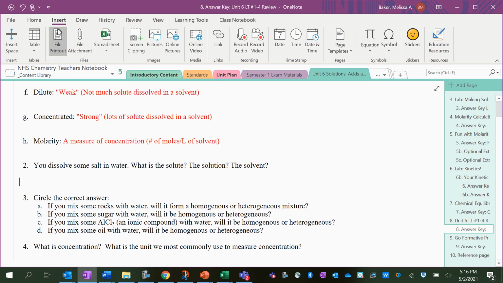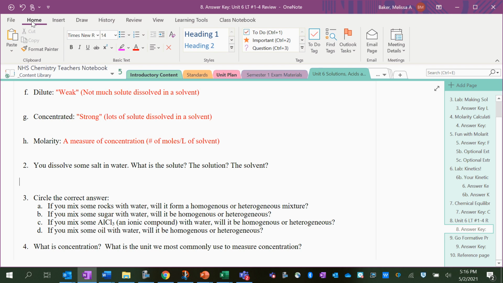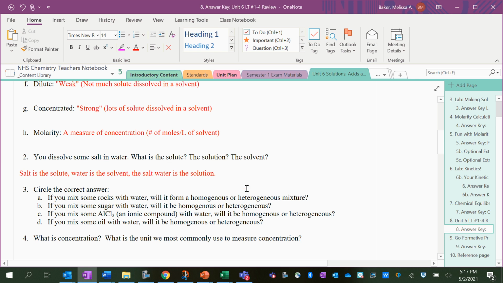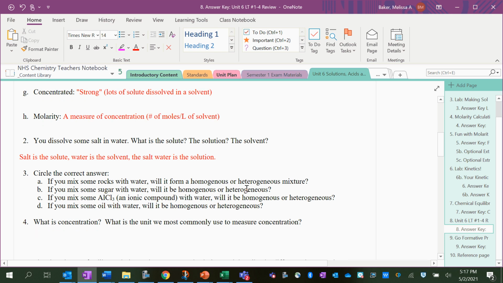Okay, you dissolve some salt in water. What's the solute, what's the solution, and what's the solvent? Salt is the solute, water is the solvent, the dissolved salt water is the solution. I'll just say the salt water is the solution. Okay, circle the correct answer.